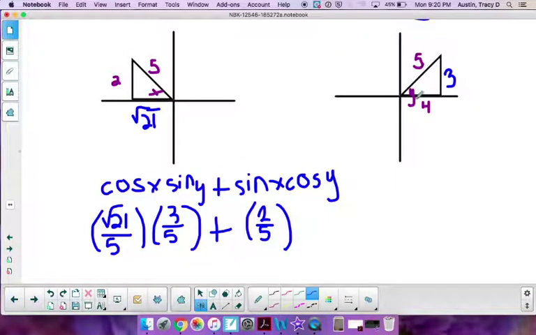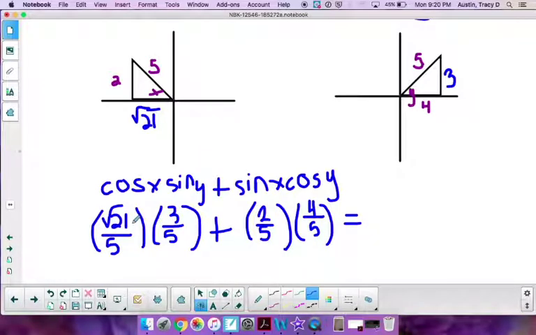And the cosine of y, adjacent over hypotenuse, is 4/5. So all you're doing is multiplying your pairs once you have them. The hard part is just drawing your triangles and making sure you get your missing pieces. So now we're just going to multiply our pairs and put it together into one big fraction.